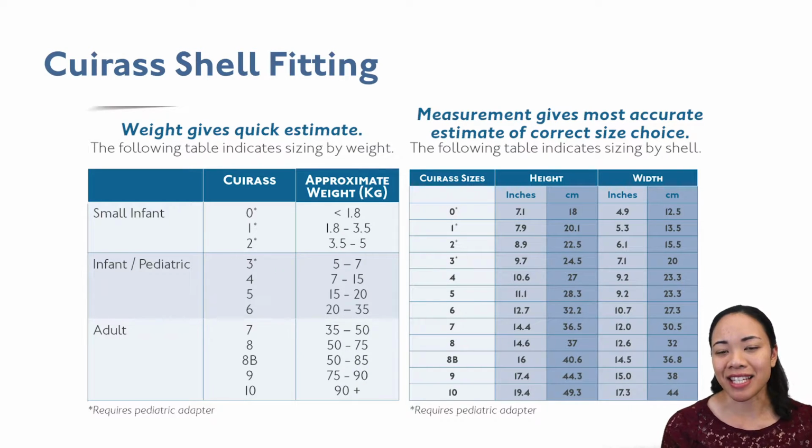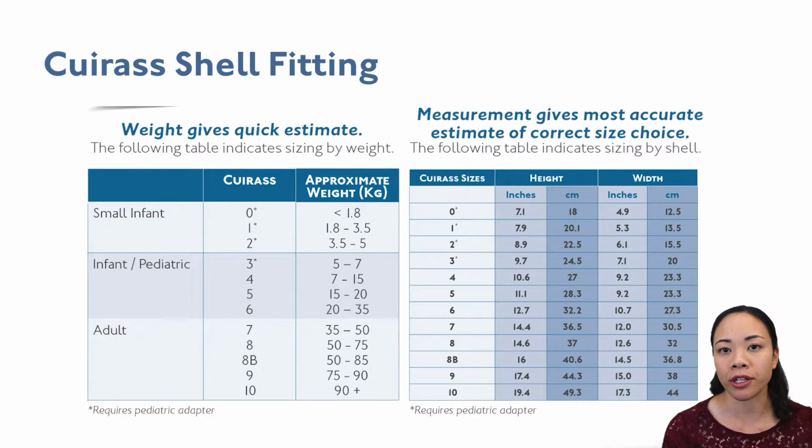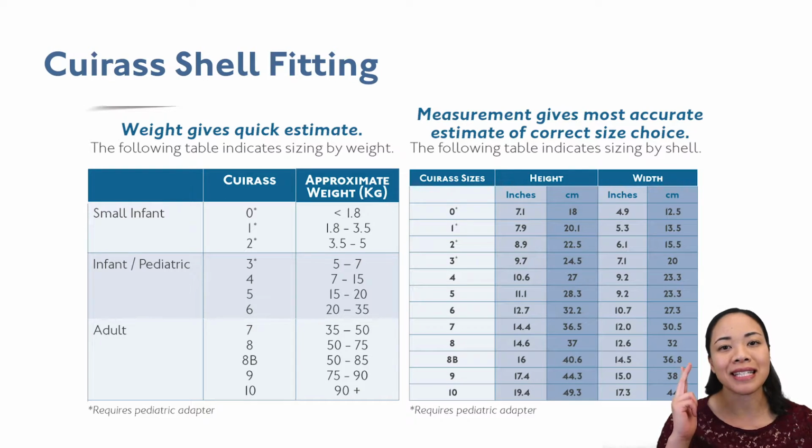Going back to the size grid, let's say, for example, we needed to size a patient that weighs 50 kilograms according to their chart. What size would they land on? Are you able to spot the size? According to the table on the left, the patient would land between a size 7, a size 8, or a size 8B. How would we then narrow down the size?